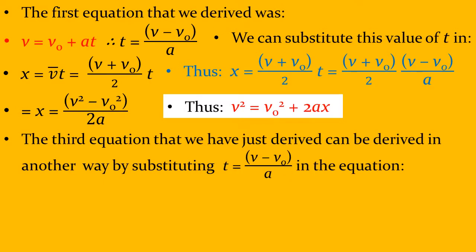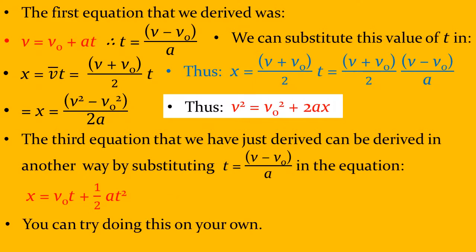This third equation, which we have just derived, we can also derive in another way by substituting the value of t, v minus v0 by a, in the second equation, x is equal to v0t plus half at square. I'm sure you will be able to do this on your own. So you can do it in your own time as homework.